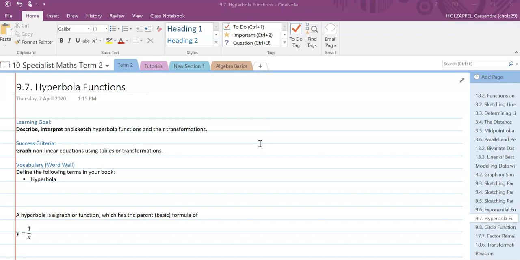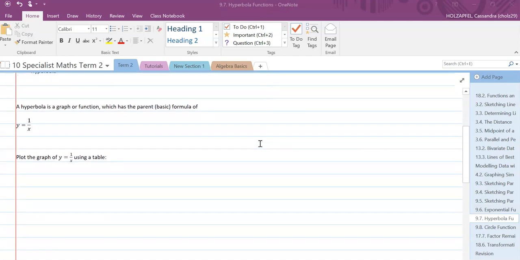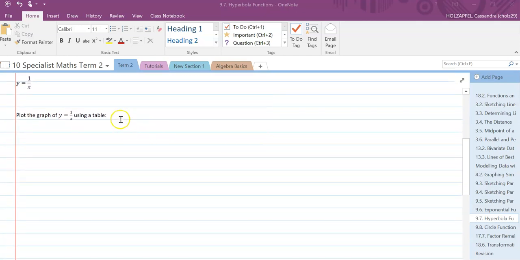Okay, so a hyperbola is a graph or a function which has the parent formula of y is equal to 1 over x. So let's plot the graph of y is equal to 1 over x using a table. First thing I'm going to do is draw up my table. If I'm not given a specific domain or range of x values, I usually try to pick a couple of x values on the negative side, so negative 1, 2, 3, and then a couple of x values above 0 as well, just to get a more balanced idea of what's going on around the origin.